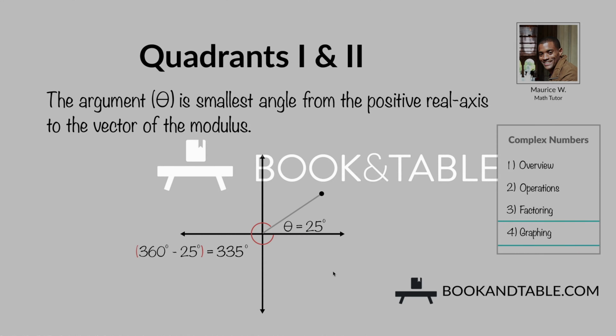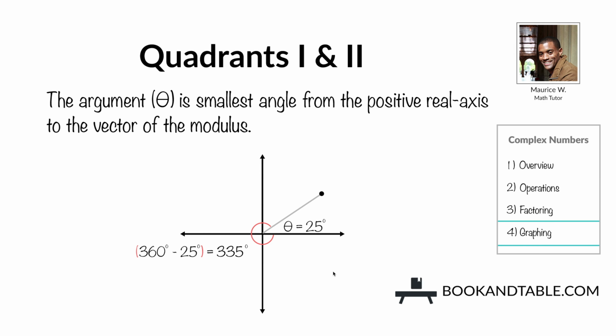Let's now discuss how you find the argument of a complex number in quadrant 2. So remember, the argument theta is the smallest angle from the positive real axis to the vector of the modulus. So if this angle here is 25 degrees, if you were to go clockwise in the opposite direction, it would be 360, the total for one revolution, minus theta, the 25 degrees, which means this angle would be 335 degrees.